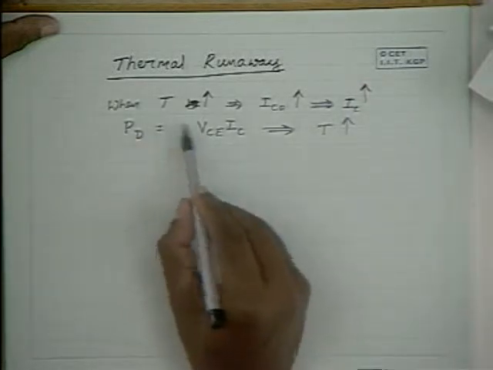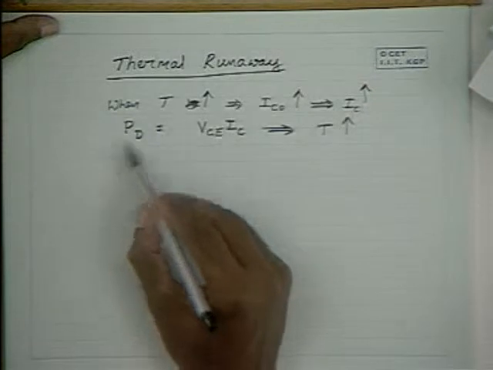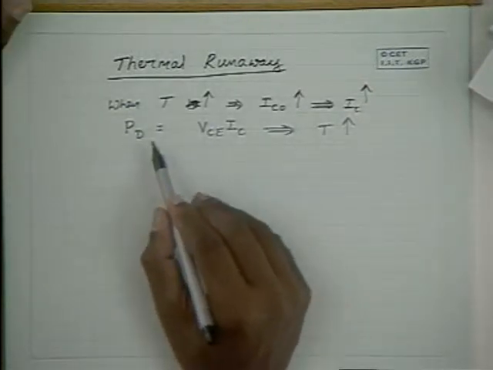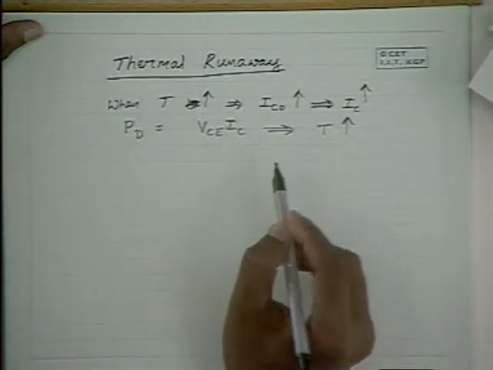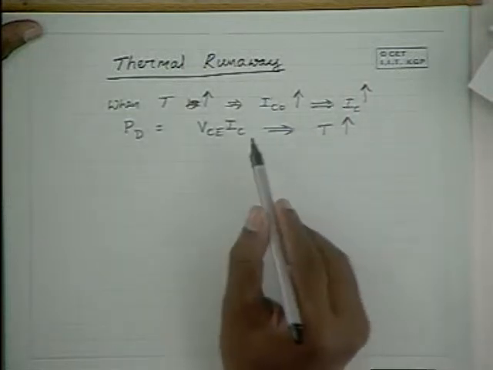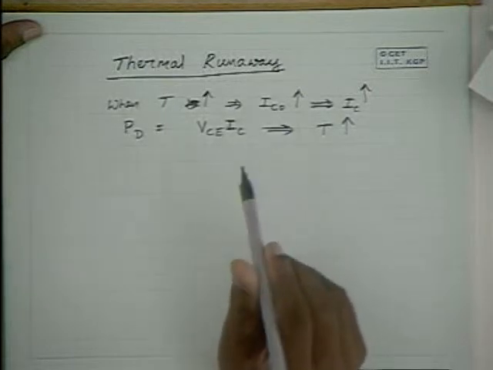And when IC rises, there is a tendency for PD, the power dissipation, to rise, and as a result again temperature rises, and we may find that the transistor ultimately goes out of the active region and may go into the saturation region. This condition is known as thermal runaway, and sometimes the transistor may get burnt. Now, there is a means by which this condition can be avoided. A circuit can be designed such that this condition can be avoided.